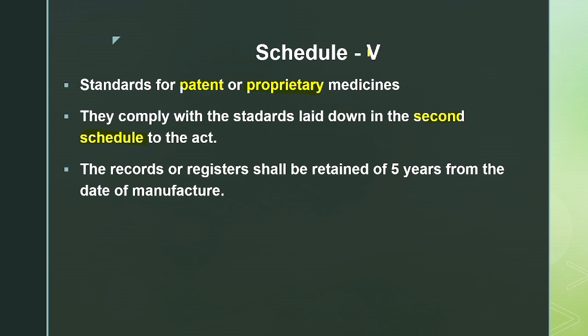And Schedule V also mostly deals with the records or registers, which shall be retained up to 5 years from the date of manufacturing. Schedule V mostly stores the data up to 5 years of manufacturing.